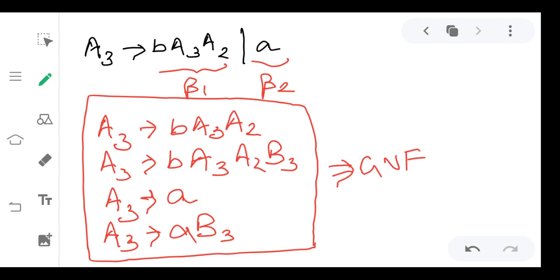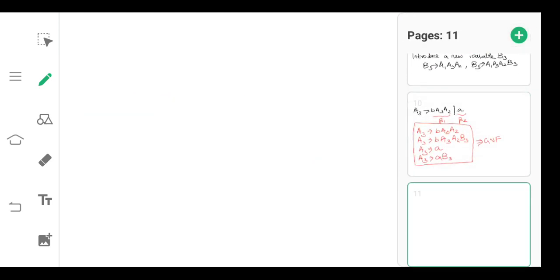Next we have to substitute A3's equation in equation 2 and then substitute A2's equation in equation 1. So what about the equations of A2? For A2 we have A2 produces A3A1 or B. So for this we have to convert this position now. So we know the equations of A3. We have four equations.